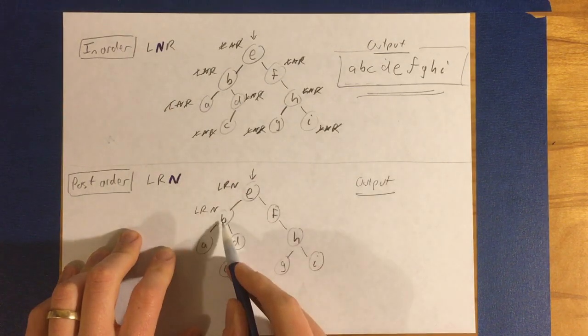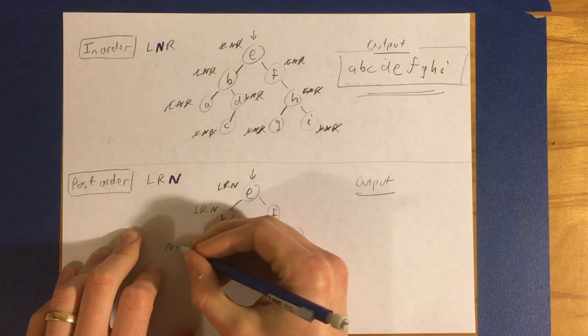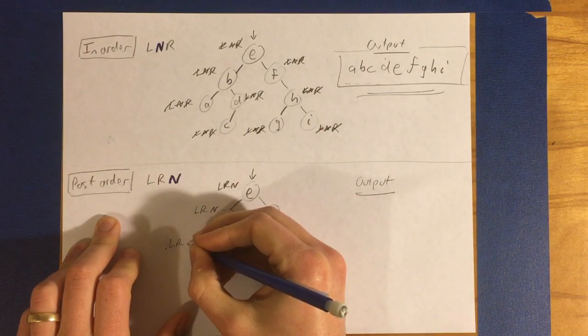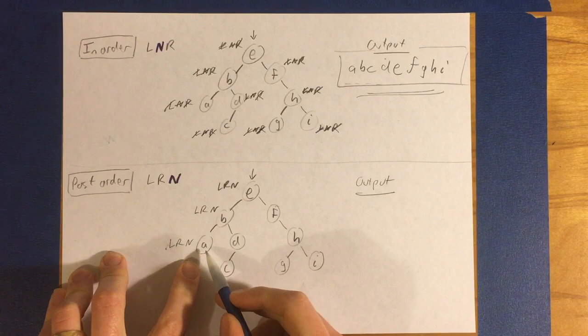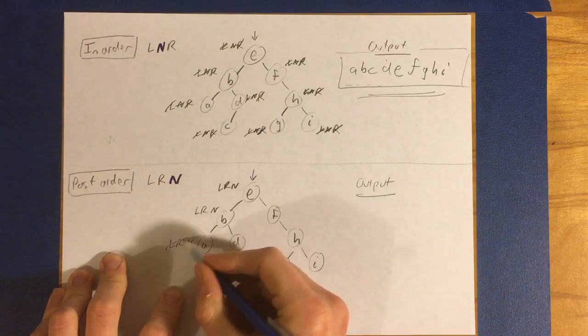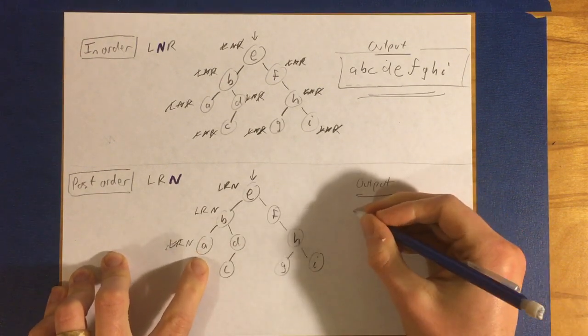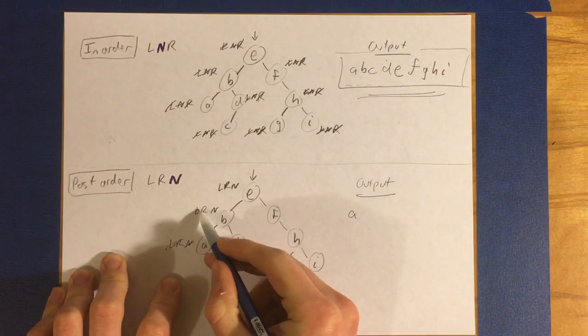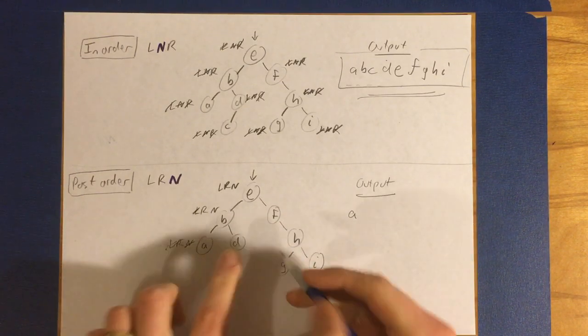All right, B, first thing you have to do is go left. All right, A, you have to go left, but you can't. You have to go right, but you also can't. So finally, we get to print something. A prints itself. And it's done, and it goes back to B. B is done going left, so B goes right.